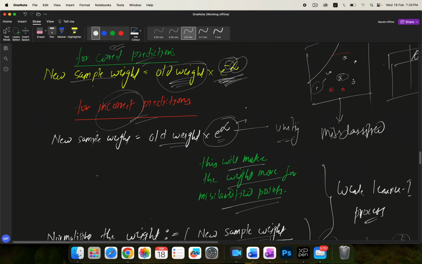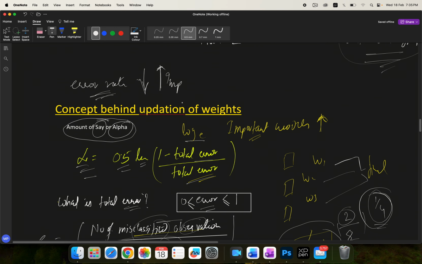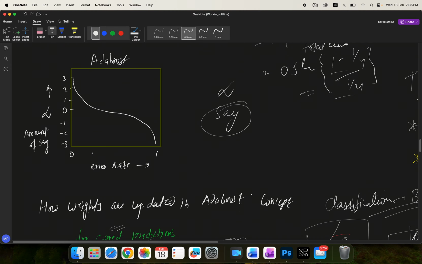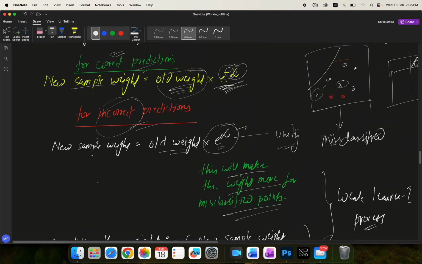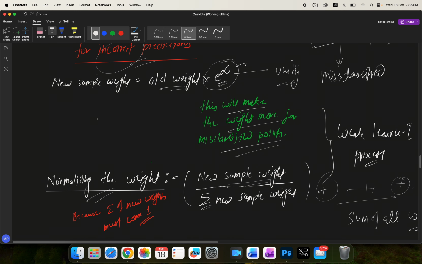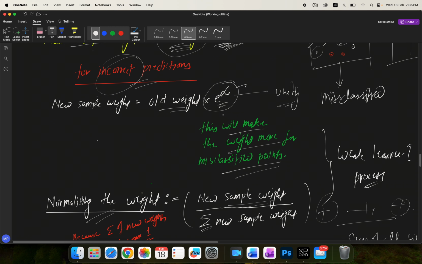So basically what we are doing is, for misclassified points, here you can see this was our misclassified point and we increased the weight, right? As you can compare with the other observations, we have increased the weight of this misclassified point. How are we increasing the weight? We have the amount of say, and we perform old weight times e to the power alpha for the misclassified point only, for incorrect predictions. Okay, so this is the idea.